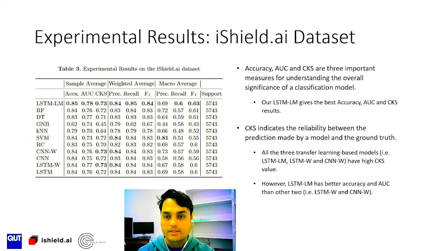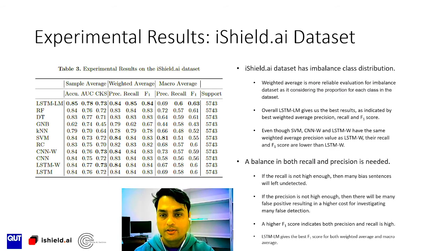Accuracy, area under curve, that is AUC, and Cohen-Kappa score, that is CKS, are three important measures for understanding the overall significance of a classification model. Our LSTM-LM gives the best accuracy, area under curve, and Cohen-Kappa score results. Cohen-Kappa score indicates the reliability between the predictions made by a model and the ground truth. All three transfer learning based models, that is LSTM-LM, LSTM-W, and CNN-W, have high Cohen-Kappa scores. However, our LSTM-LM has better accuracy and area under curve compared with the other transfer learning based models.